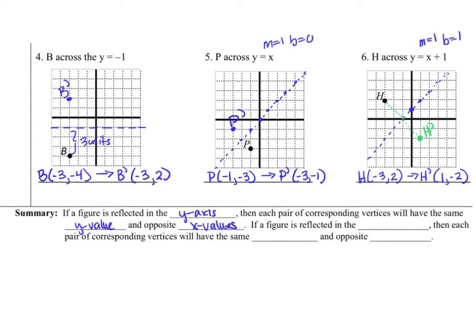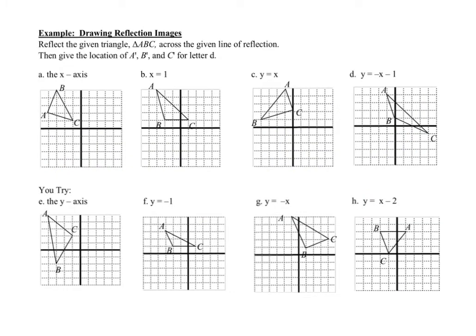If a figure is reflected in the x-axis, then each pair of corresponding vertices will have the same x value and opposite y values. Now let's do some practice reflecting the triangle ABC across the given line of reflection. And then only for letter D are we going to give the locations of A prime, B prime, and C prime. So let's look at letter A.